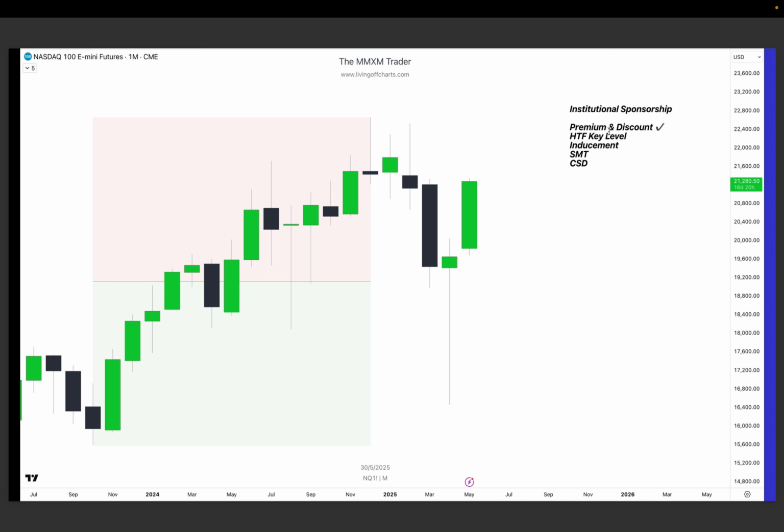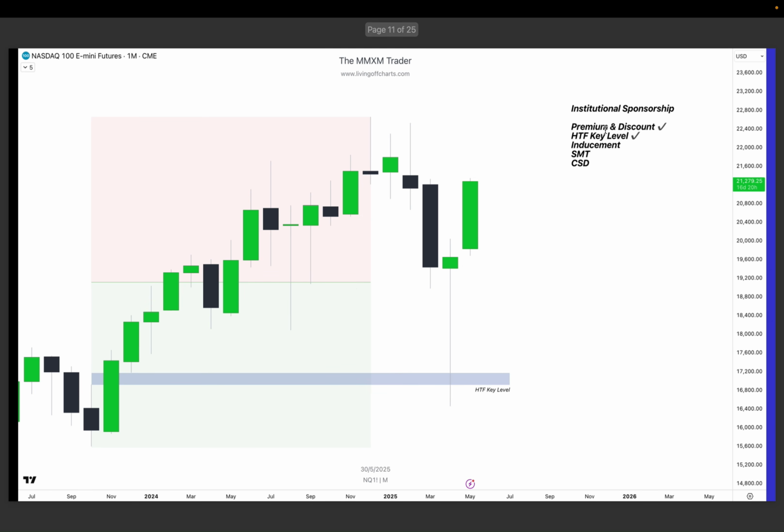Okay, so the first one here, premium and discount. Of course, we always want to be buying in a discount or shorting in a premium. So in this case, for the move I called, we were in a discount here of this dealing range low, from this low here to this high. Everything below here is a discount, right? Next, what do we have here? Our high time frame key level. So we have a clear monthly fair value gap here in discount. So this was the key level that I anchored the longs off of.